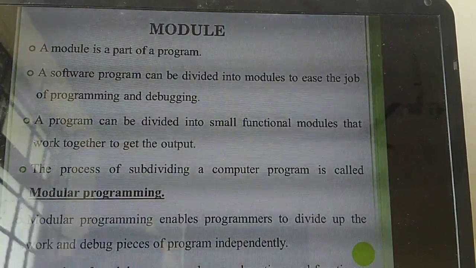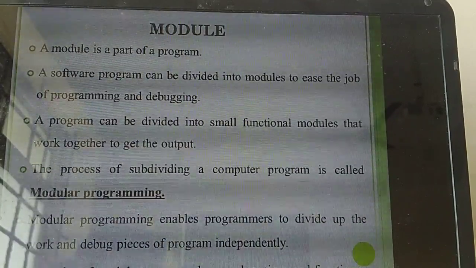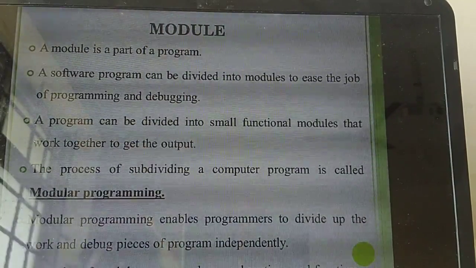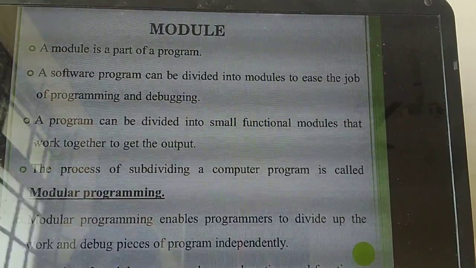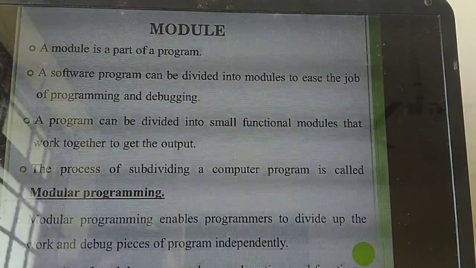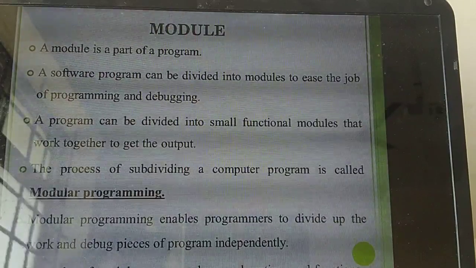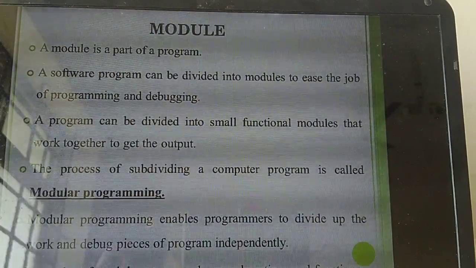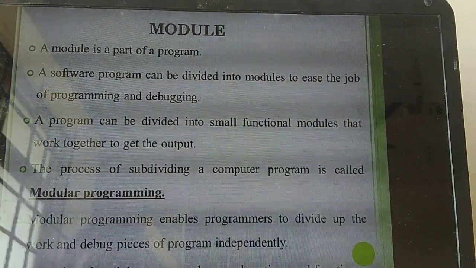So at last, for example, you are going to develop one software. That particular software they are dividing into small modules. But at last you need to get the development of a software. So at last you will get one software. At that time you need to run all the modules, then only you will get the proper output.